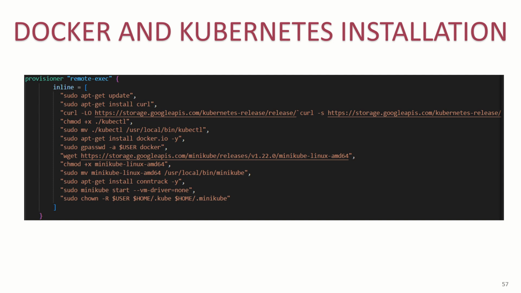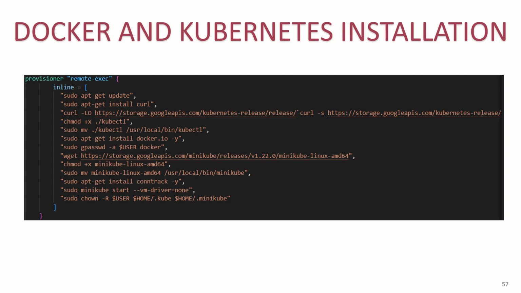Firstly, we need to download its binary with the help of the wget command. Once it is downloaded, we need to give execute permission to this particular executable, and once it has executable permission, we need to move it to /usr/local/bin so that we can run the minikube command from anywhere. There is also a prerequisite that we need to install conntrack. So we need to get it installed also.